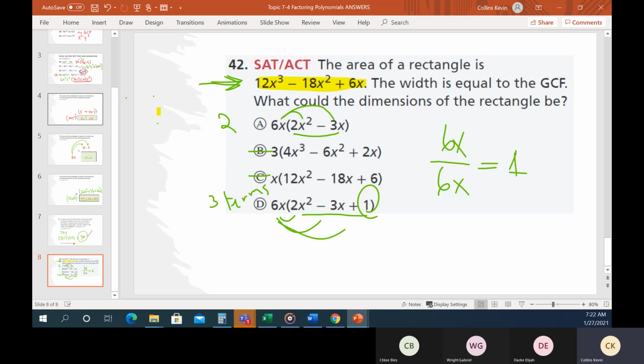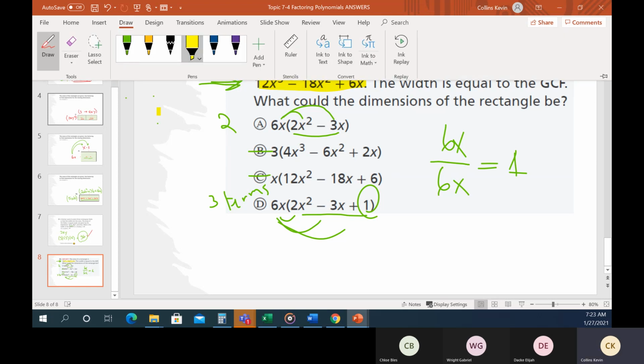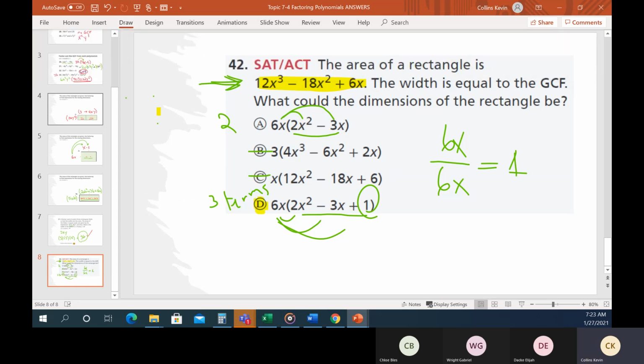So you bring up a really good point, and I'm glad you did, because that's what happens to a lot of people, and that's why a lot of people miss this problem. Even if they get it to the point where it's A or D, they think, well, the 6x cancels out. But remember, we're not taking 6x minus 6x, it's 6x divided by 6x. So that'll give you a 1. So then the bottom line is the answer to this guy is D. Okay?